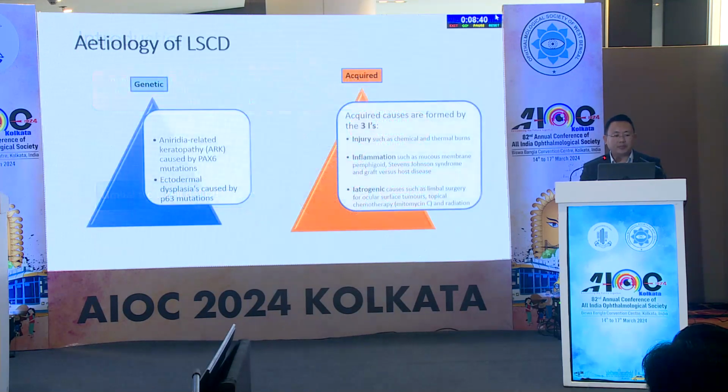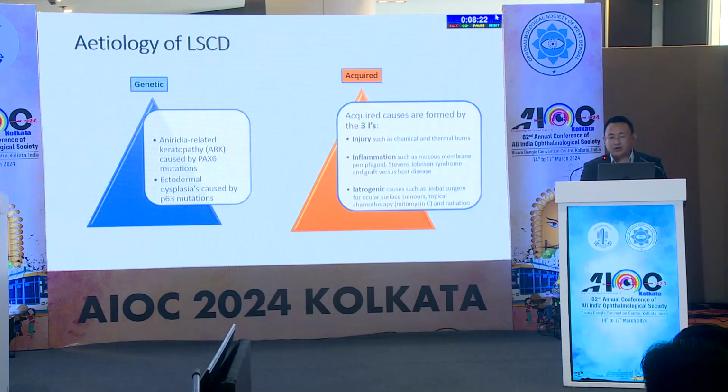So the etiology of limbal stem cell deficiency is basically divided into genetic and acquired. Genetic is due to PAX6 gene mutation, and can be aniridia-related keratopathy, or ectodermal dysplasia caused by mutations of the short arm of chromosome 3.